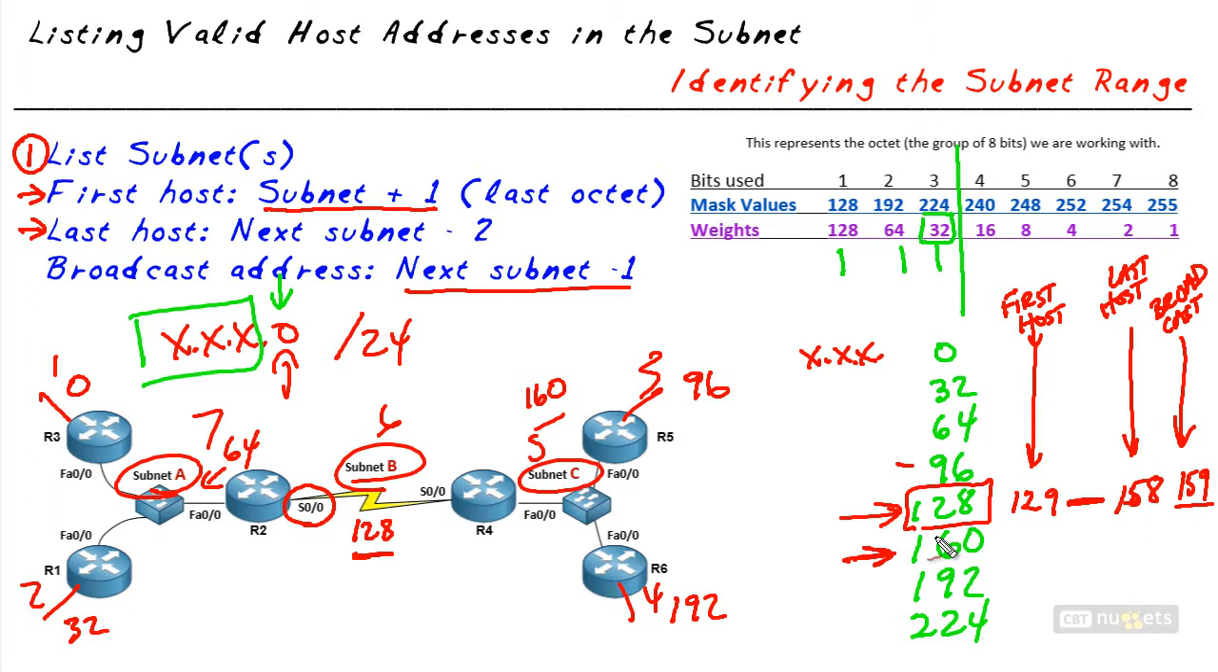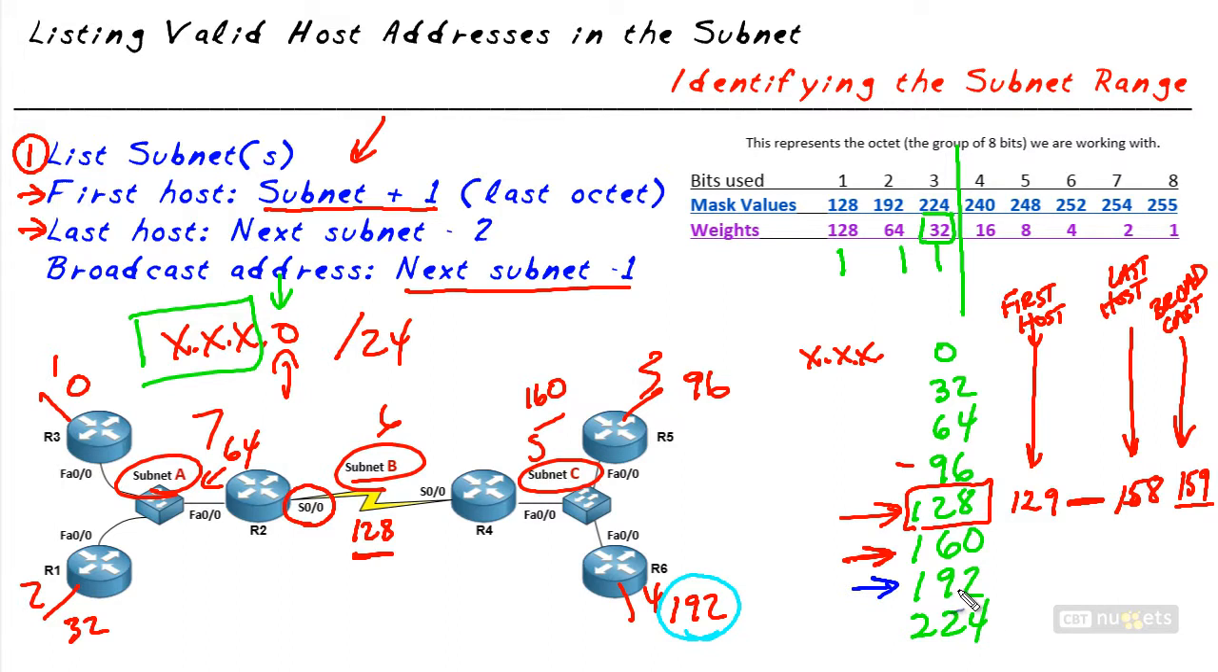What we're going to do is use this formula right here, and let's pick on this subnet right here, subnet 192. So my question for you is this. What is the first valid host on the 192 subnet? What is the last valid host on the 192 subnet? And what is the broadcast address for the 192 subnet?